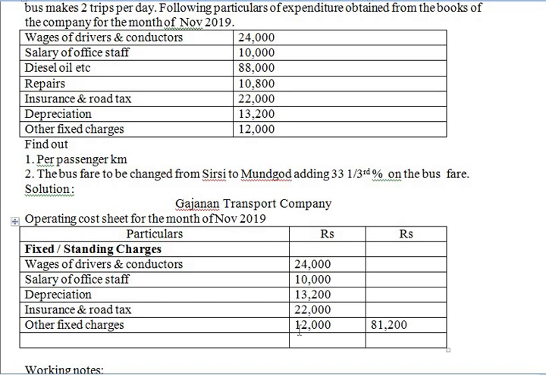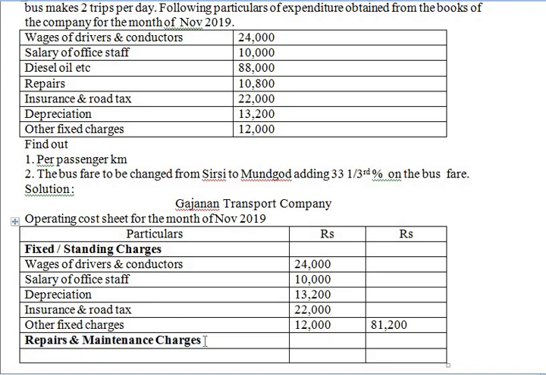81,200. Okay. Now next is repairs and maintenance charges. Okay, now here only one expense we have, that is repairs.